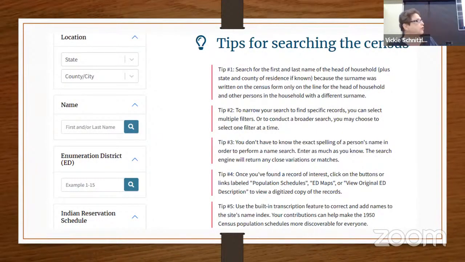When you click on the Start Search button, this is the screen that you're going to get. It's always good to pay attention to the tips that are listed because obviously it's going to help you be more successful. I did put the tips on the handout so you don't have to write them down and remember them. They're there for you. But again, use the first and the last name of the head of the household.